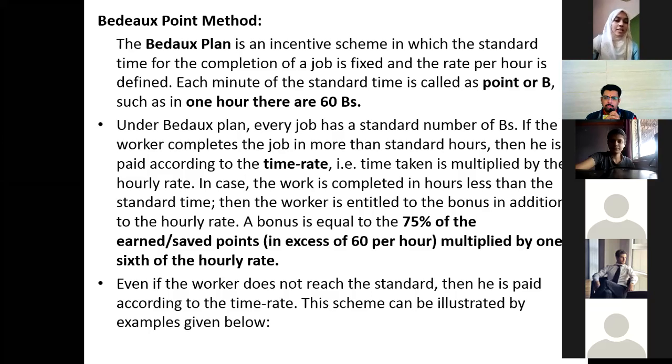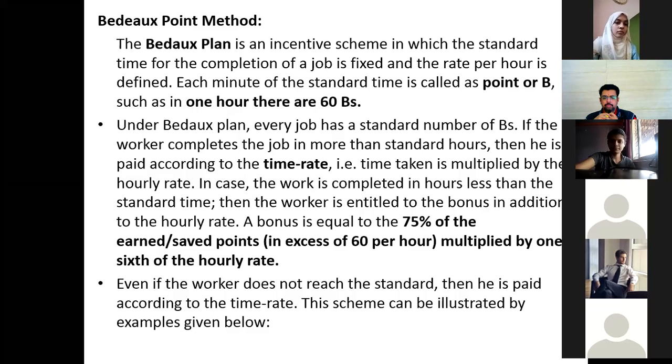The standard time is also allotted in terms of B, and the rate per hour is fixed. For example, the formula for the total earnings in Bedaux points is time taken into wage rate plus 75% of the saved Bedaux points divided by 60, into rate per hour.